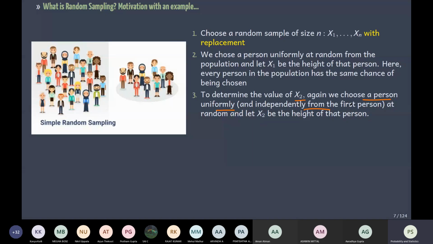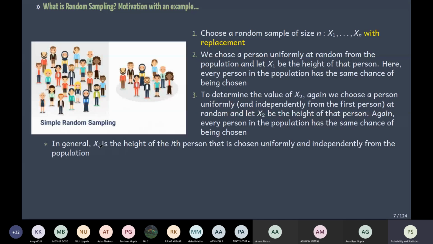Okay, so let us say you are blindfolded, and then you just pull out some person from there. Okay, and let x2 again be the height. So again, every person in the population has the same chance of being chosen. In general, xi is the height of the ith person that is chosen uniformly and independently from the population. So now we come back to the question of why with replacement.